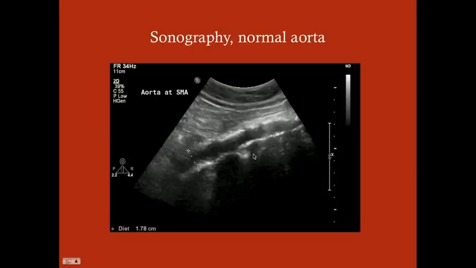So here's a sonography of a normal aorta. This is looking at it from the side, so like a transverse view. And it's hard to tell based on just looking at it. You have to be able to use your sonogram so you can measure it. But it shows you that it's measured at 1.78 centimeters. So this is a normal abdominal aorta. It's less than 3 centimeters, so it's not an aneurysm.